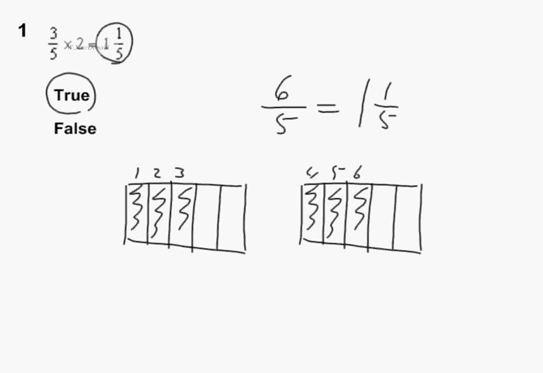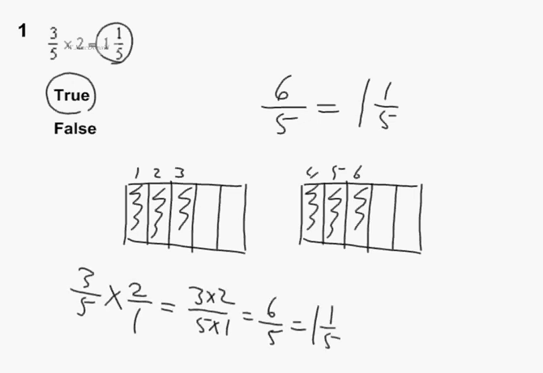I could also have just taken an algorithm that said 3/5 multiplied by 2 and thought about 2 as being just 2 over 1. That's the same thing as 2. When you multiply those together, you would have 3 times 2 over 5 times 1, which would still give you the same answer, just a different way without modeling it.